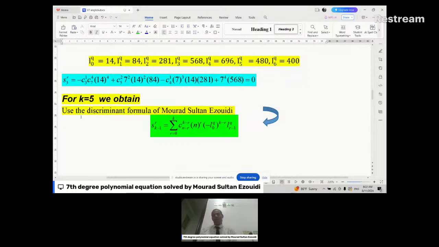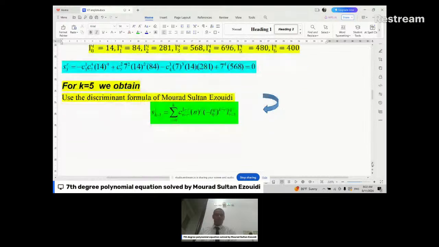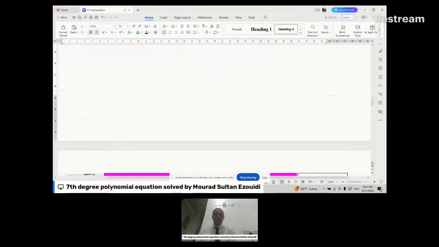So when putting k equal 5, learners, you will get S4, the sum from 0 to 4 of combination n minus r choose 4 minus r, n raised to the power r, between parentheses negative L0 of order q raised to the power 5 minus r, multiplied by L r minus 1 of order q. Now, learners, I'm going to expand my discriminant formula.